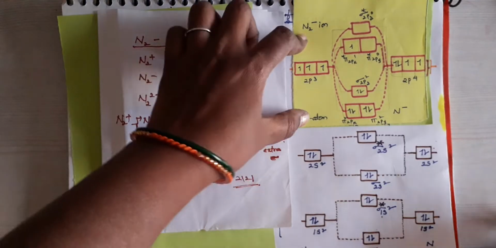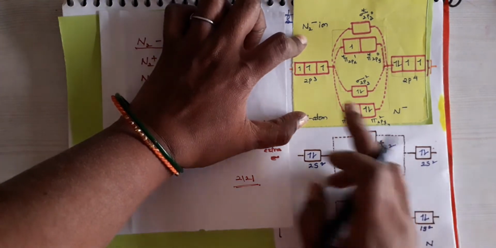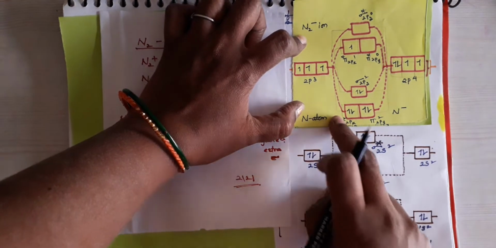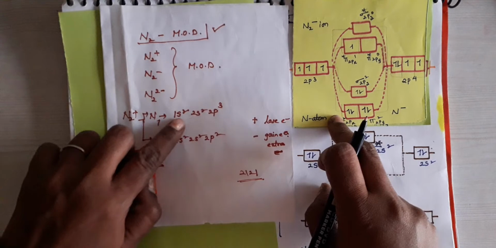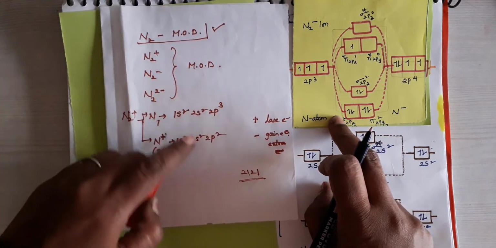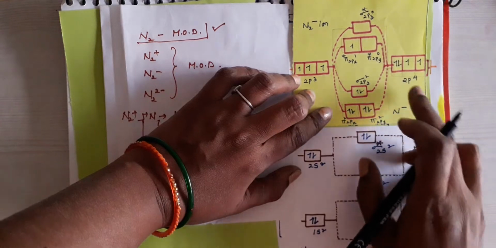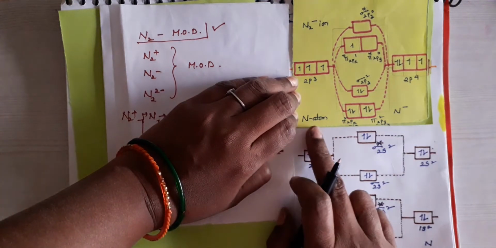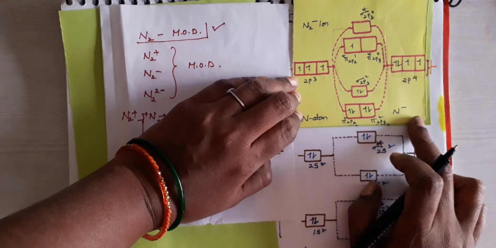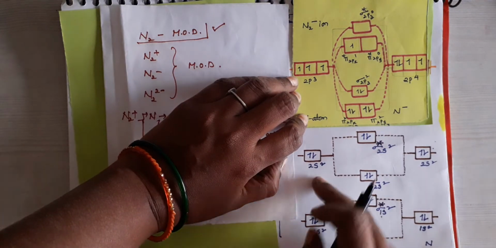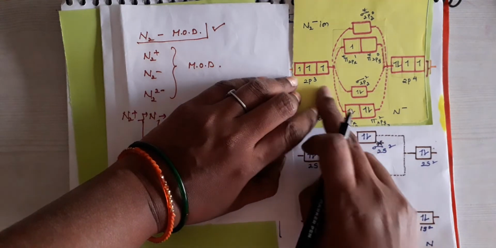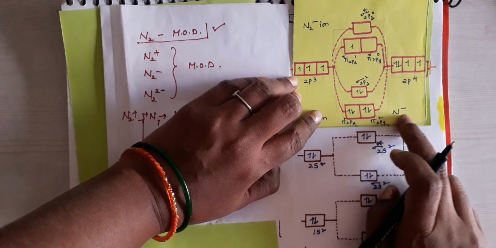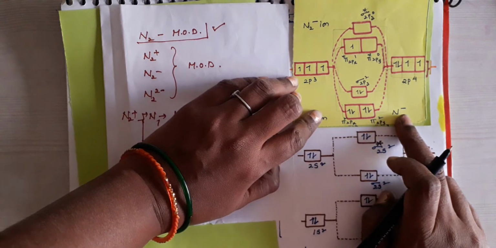Next, N2 minus. Here one side is the nitrogen atom, and the other side is the N minus ion. You already know the nitrogen electronic configuration is 1s2 2s2 2p3. For minus, in place of 2p3 we have to write 2p4. The remaining 1s2 2s2 are the same. Here 2p3, and here 1s2 2s2 with 2p4 extra, because it is a minus ion. One extra electron is present here.